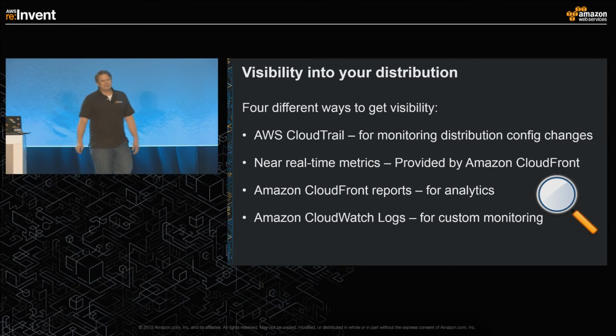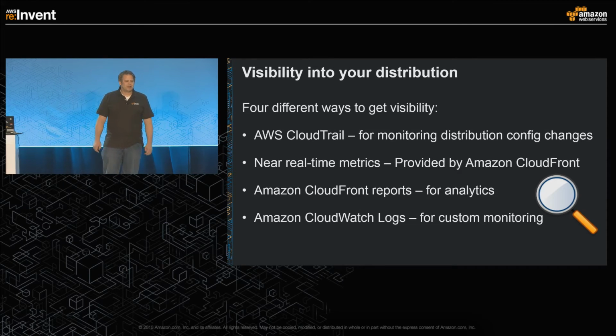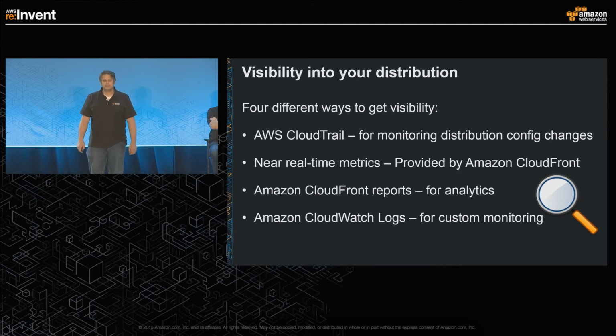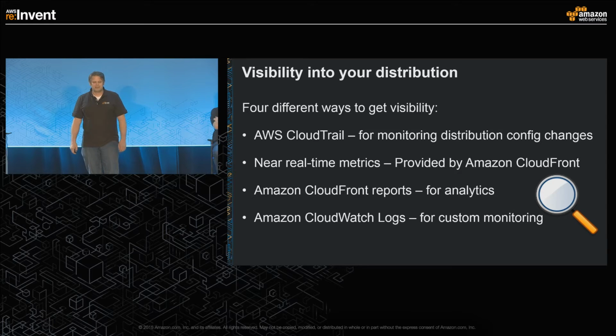Well, there are a variety of ways to get visibility into your distribution. We're going to cover 4 today. Using AWS CloudTrail for monitoring distribution configuration changes, using the real-time metrics provided by Amazon CloudFront via Amazon CloudWatch, using Amazon CloudFront Reports for analytics, and using Amazon CloudWatch logs for custom reporting.